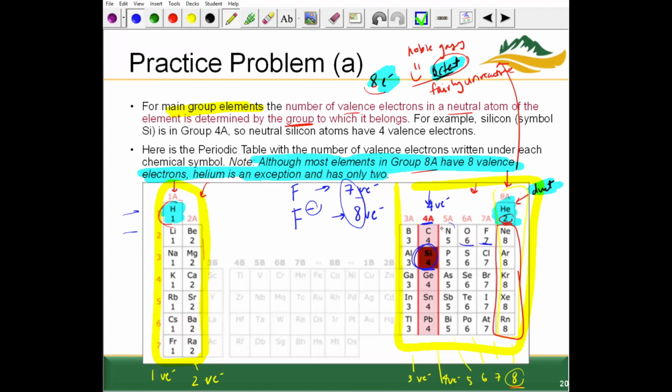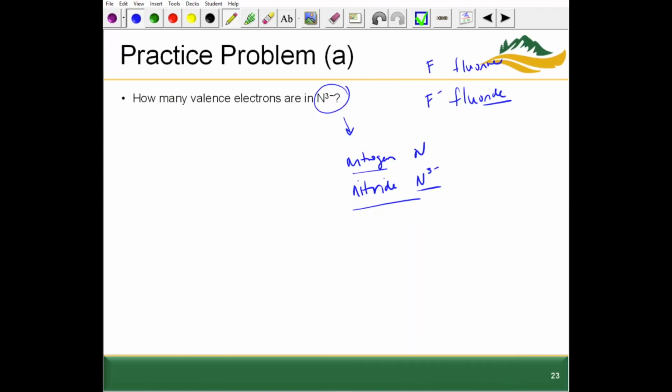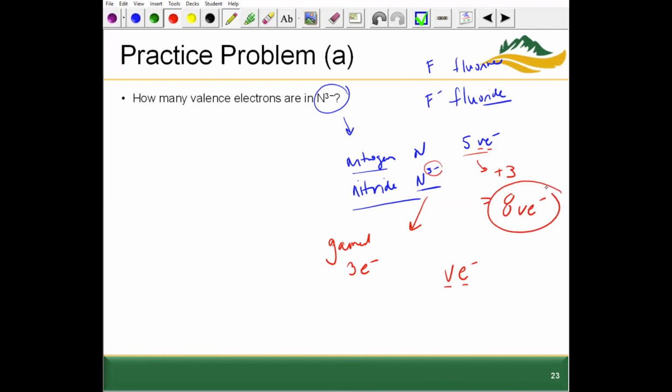Looking here, just neutral nitrogen is in group 5A. That would have 5 valence electrons. So I'm denoting this, by the way, as VE, so valence electrons. If this is a 3 minus anion, that means it has gained 3 additional electrons. So no longer does it have just 5 valence electrons. This is now plus 3. This is 8 valence electrons for the nitride anion.